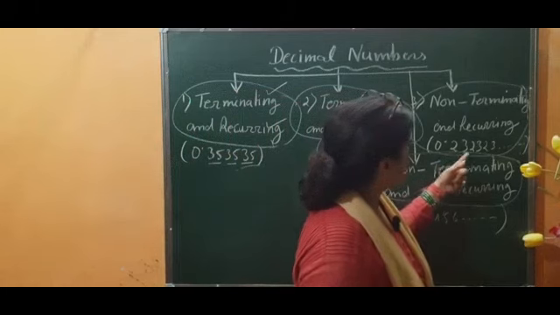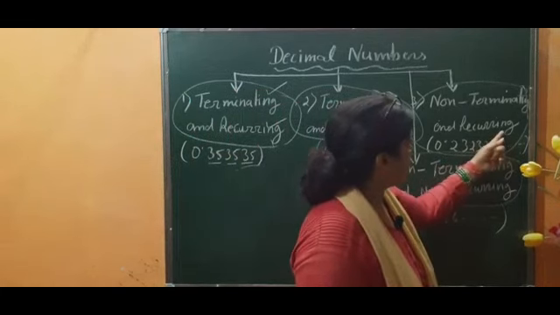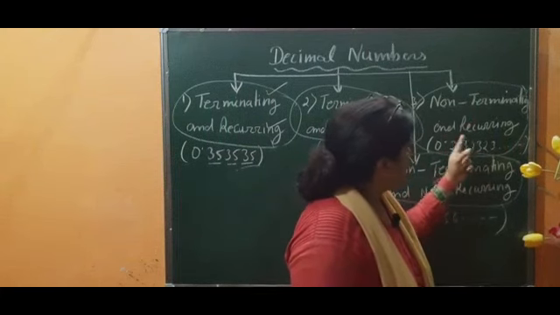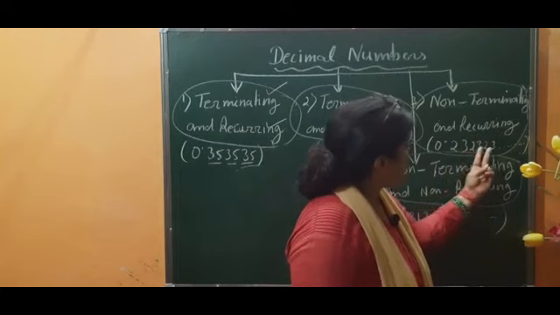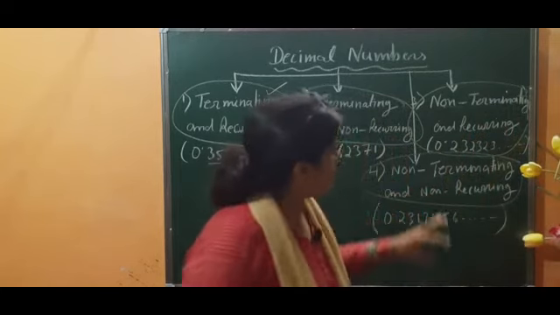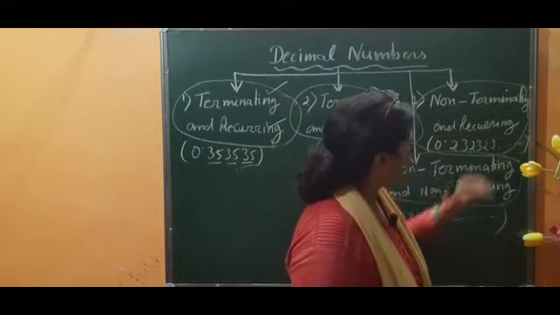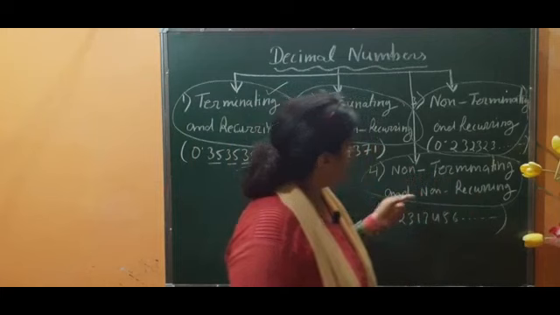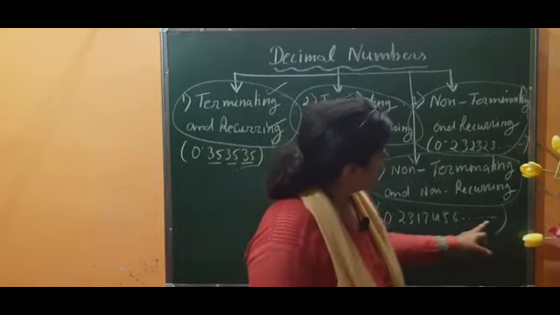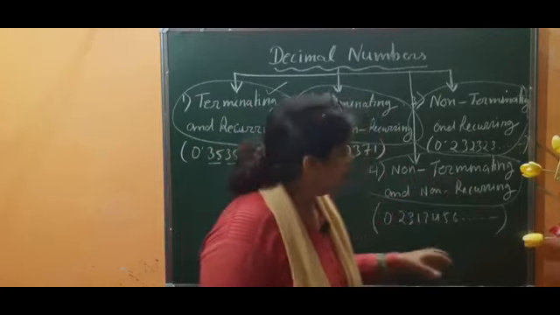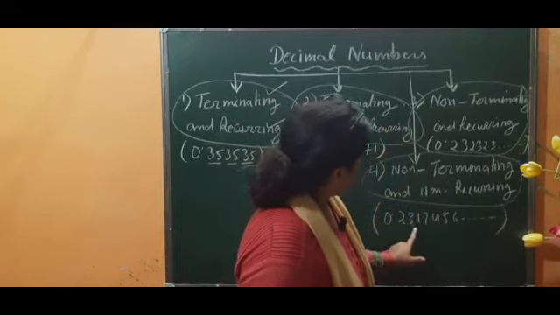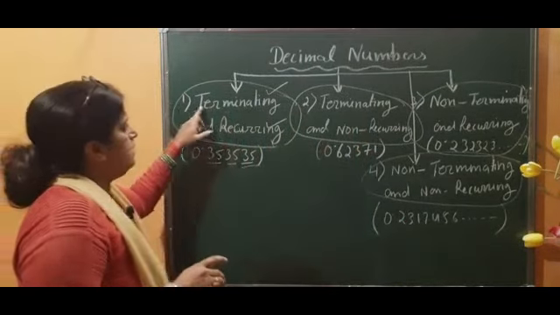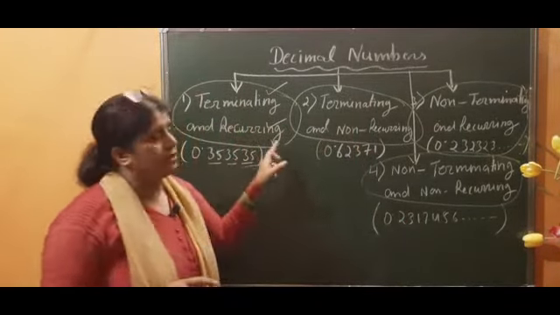Similarly, here 2 3 2 3 2 3, that's why we use the word recurring. It is non-terminating because there is no end, but it is a recurring decimal because the repetition of 2 3 2 3 2 3 is going on. So this type of decimal number is called non-terminating and recurring. Here, non-terminating and non-recurring: there is no end of the digits, that's why it is non-terminating, and if you check, there is no repetition of the digits, so it is non-recurring also. Fine. I hope now the meaning of the words terminating and recurring is clear.